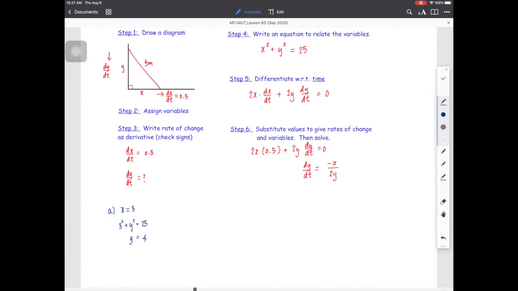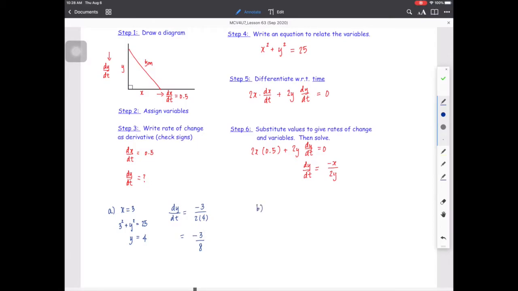Okay, let's substitute this into the equation. Now we know dy by dt is negative 3 over 2 times 4, which is negative 3 over 8. There we go. So this is how quickly the ladder is descending, hence the negative sign, when the ladder is 3 meters away from the wall at the bottom.